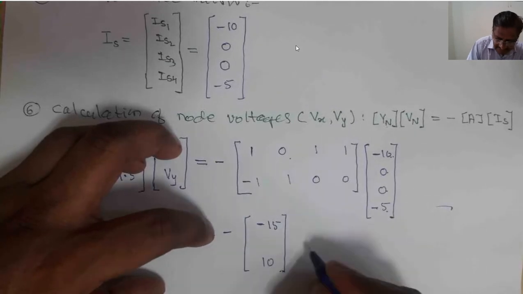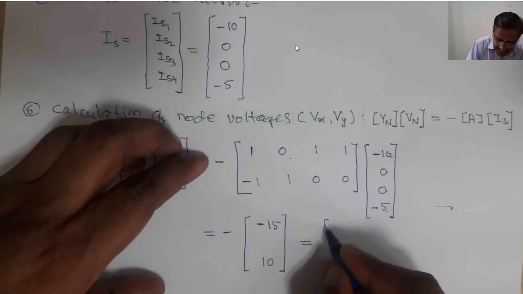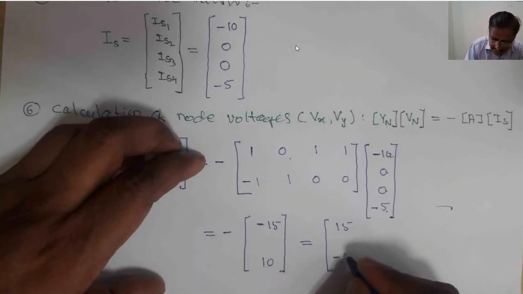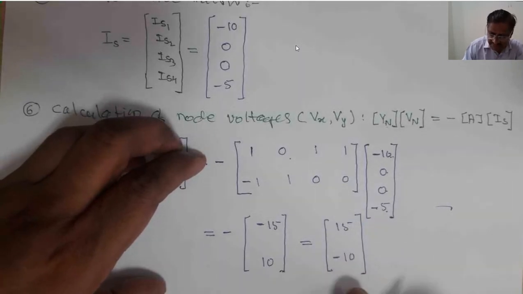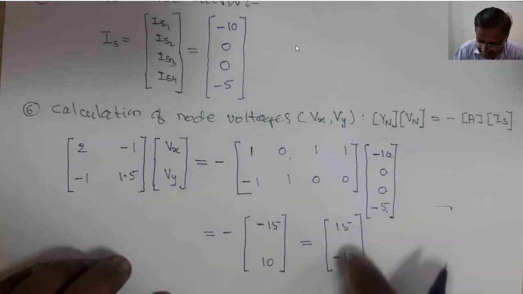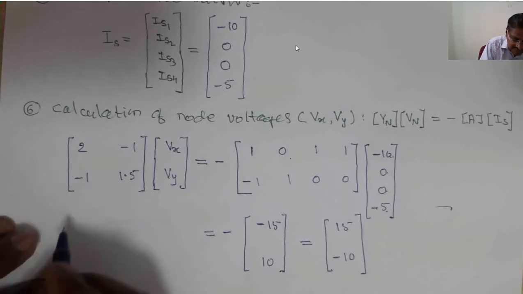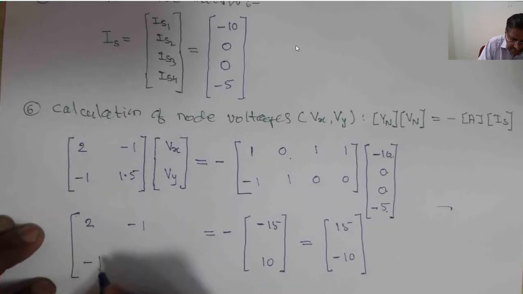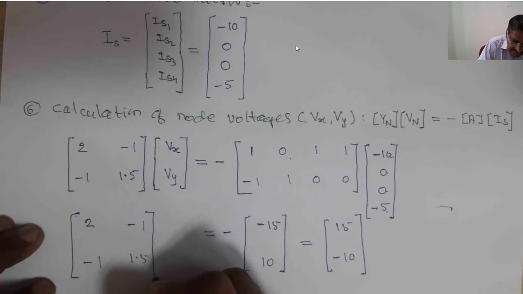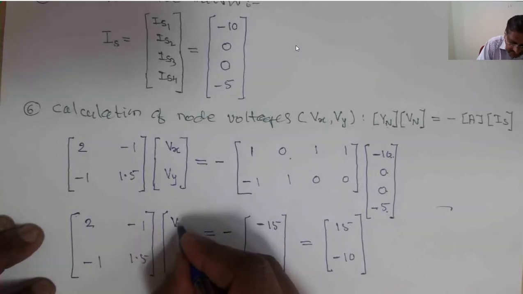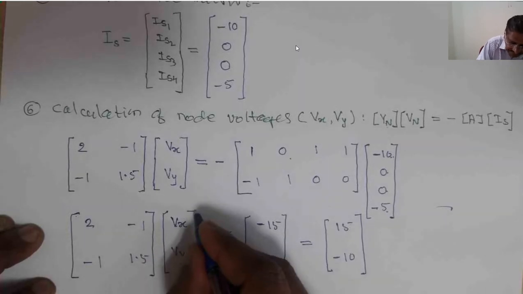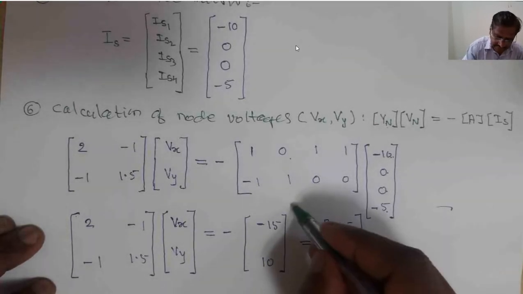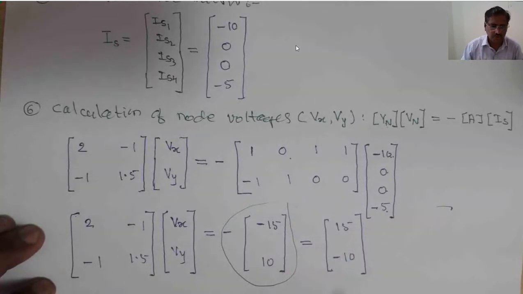If we multiply by this minus sign, the entry will be minus into minus, that is plus 15, and minus into 10 will be minus 10. So this matrix multiplication will be plus 15 and minus 10. Copying this as it is, this is 2, minus 1, minus 1 and 1.5. These values into Vx and Vy are equal to this constant value. Is it right? Because this is already multiplied by the sign which I have shown here.